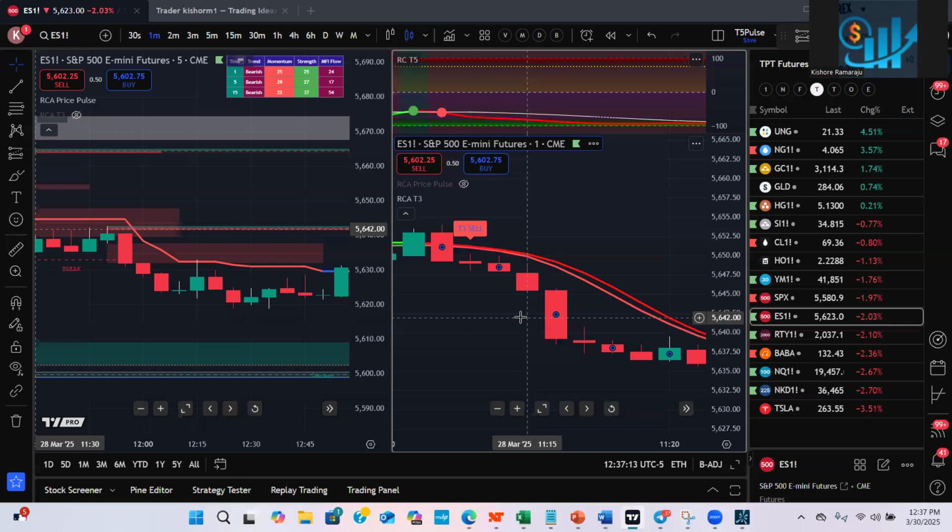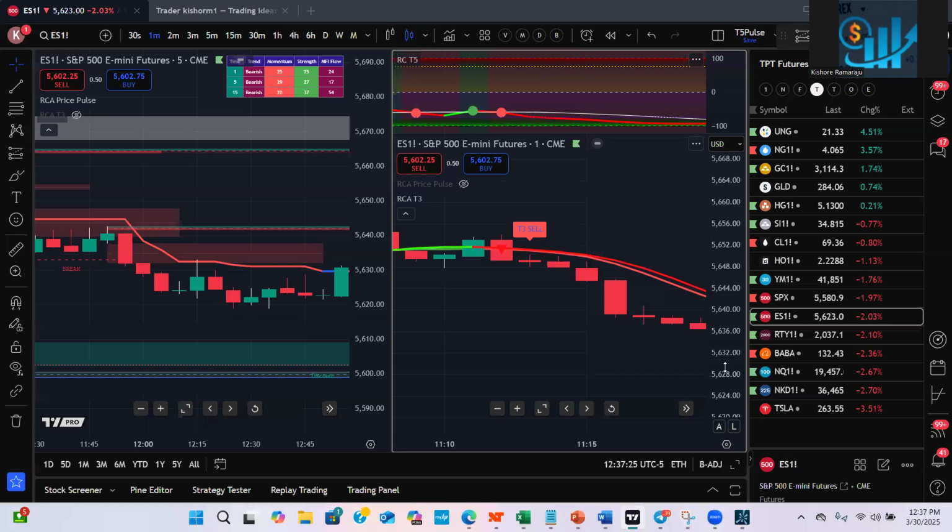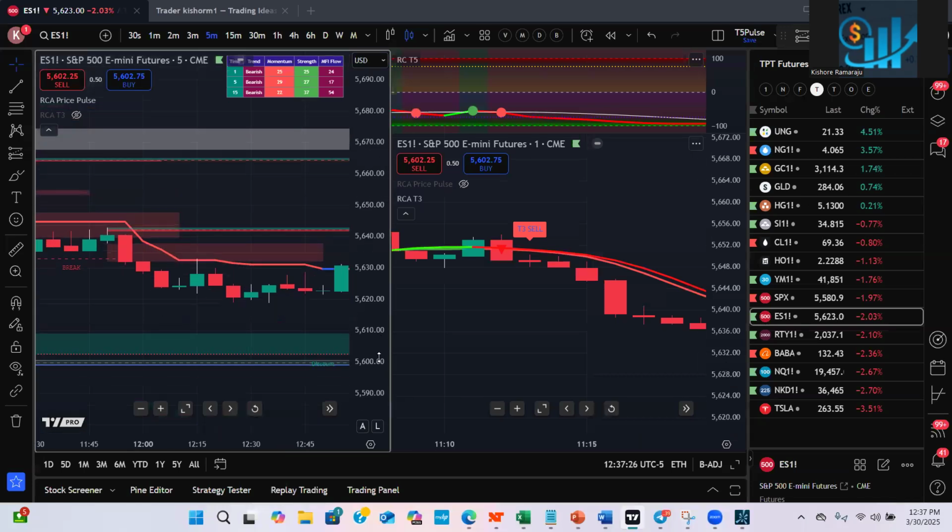So only whenever you get a sell signal, you will take it. If 5 minutes is in sell, you will only take T3 sell. If 5 minutes is in the price pulse buy, you will only take T3 buy. In that way, you will be with the higher time frame trend.